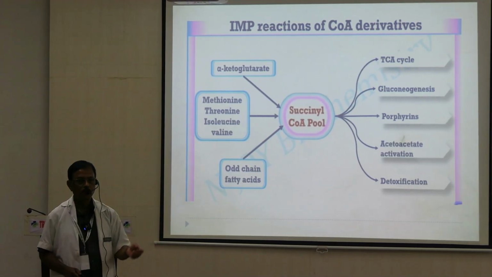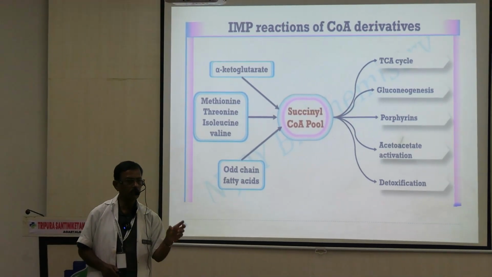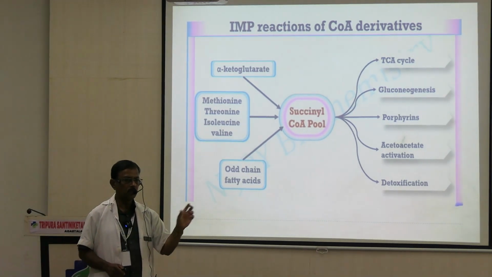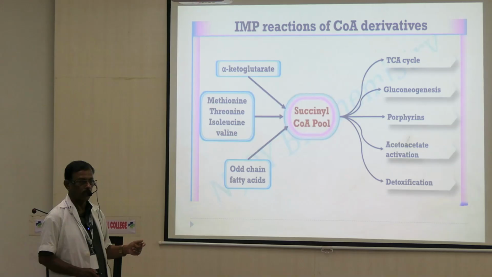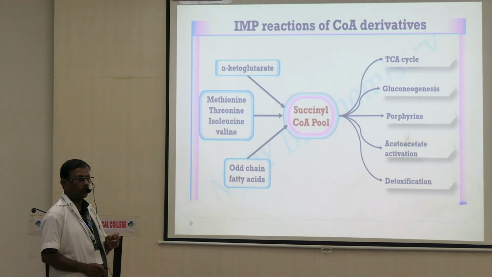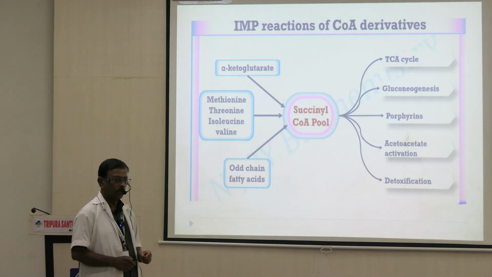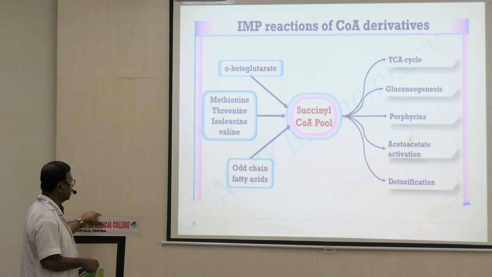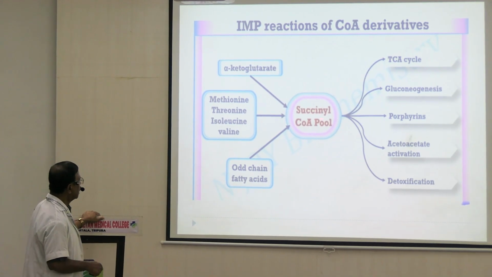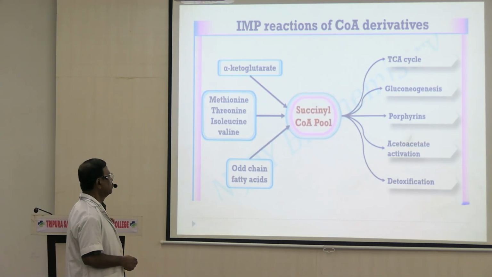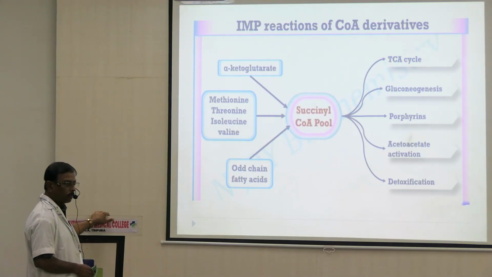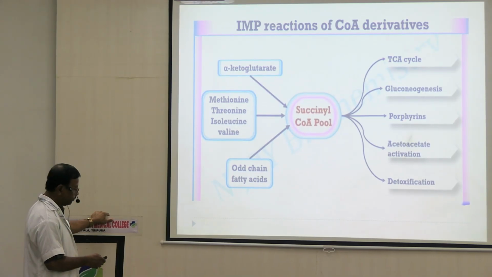When fatty acid is metabolized, in each reaction a 2 carbon fragment is removed as acetyl-CoA. Lastly, as it is odd-chain, there will be 3 carbon propionyl-CoA. Now, propionyl-CoA will be converted into succinyl-CoA. Succinyl-CoA is used in the TCA cycle, gluconeogenesis, porphyrin metabolism, acetoacetate activation and detoxification.